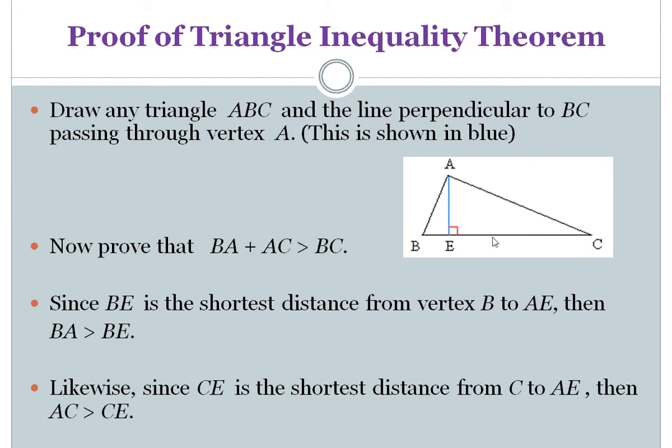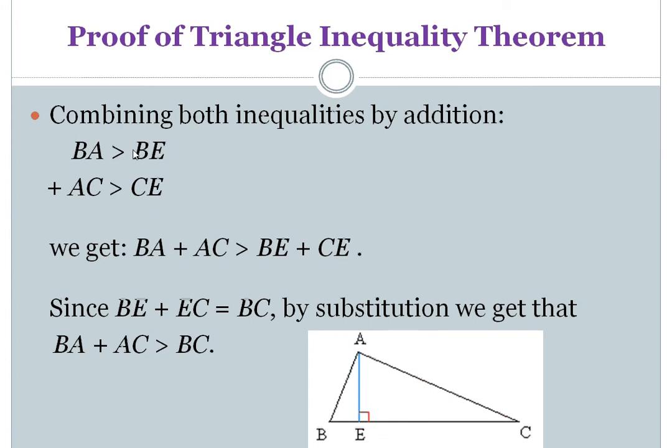Likewise, since CE is the shortest distance from C to AE, the side AC will be greater than the side CE. By combining both inequalities by addition, BA is greater than BE and AC is greater than CE, we get BA plus AC is greater than BE plus CE. But we know that BE plus CE just gives us BC. So by substitution here, we end up with BA plus AC is greater than BC. In general terms, all that states is that the sum of any two sides of a triangle will be greater than the third side of the triangle.